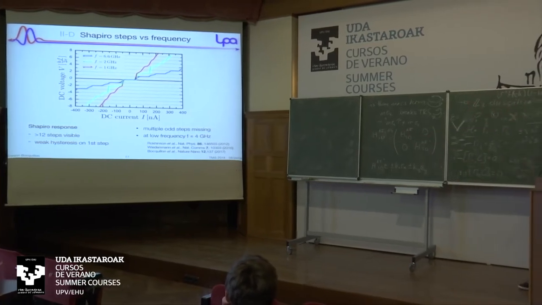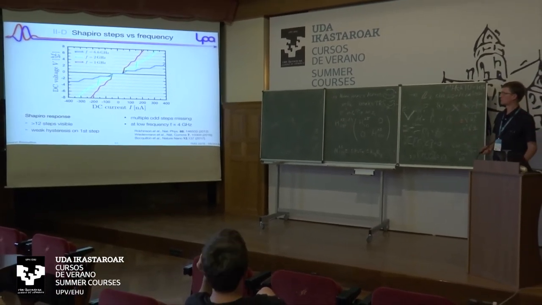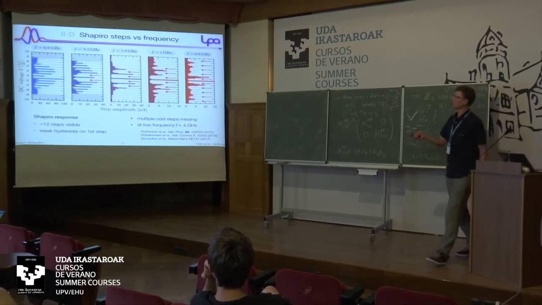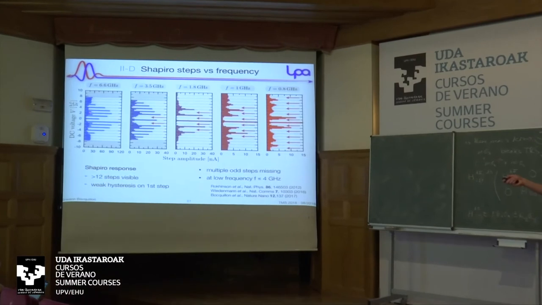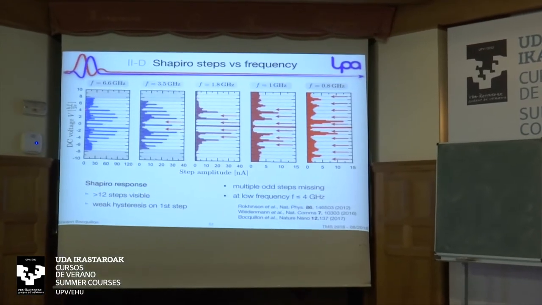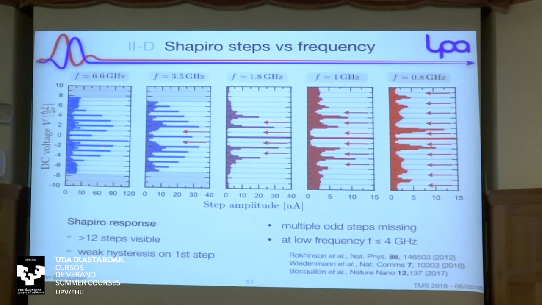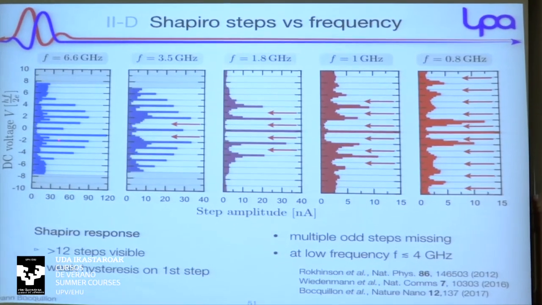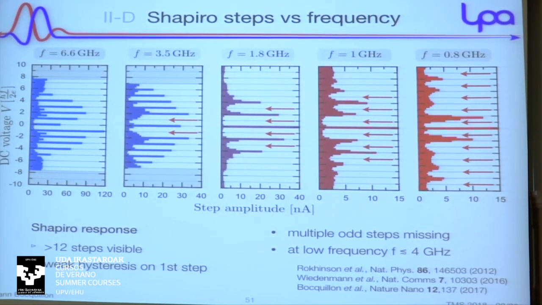To clarify this even better, you can plot histograms of the voltage distribution, and they will typically look like this. At high frequencies, you will have peaks in the voltage distribution for every plateau in the IV trace. So this will show you that there are Shapiro plateaus everywhere, for each integer value. But as you lower the frequency, then you start to see that there are peaks missing for odd steps. So this is the expected signature of this 4-pi periodicity.